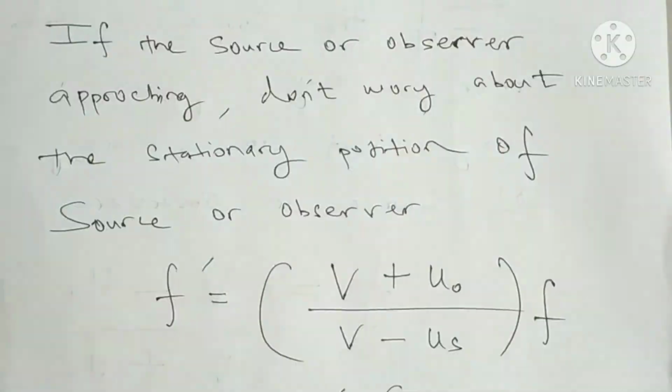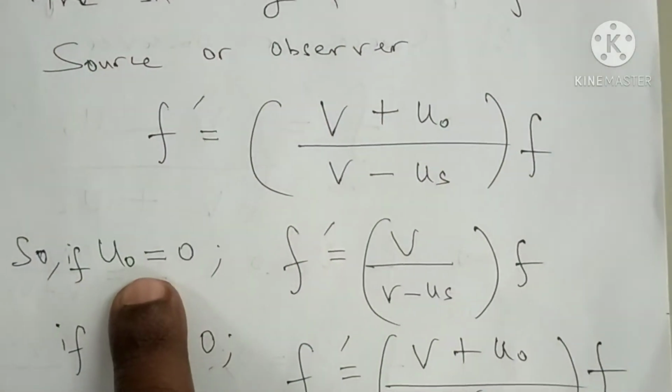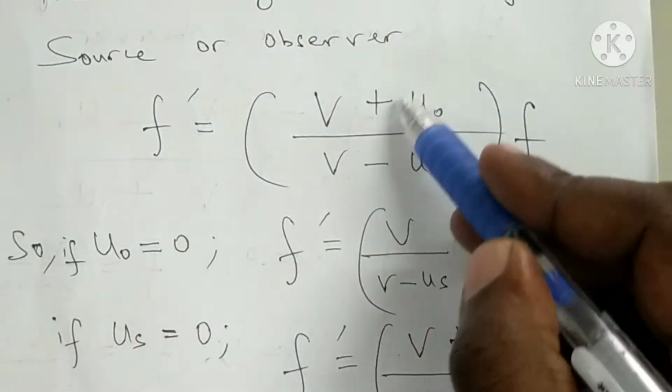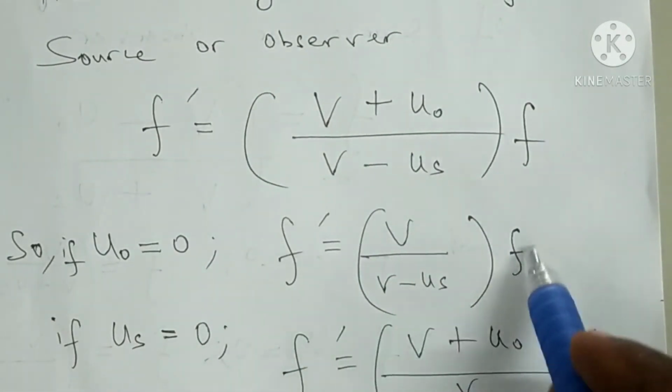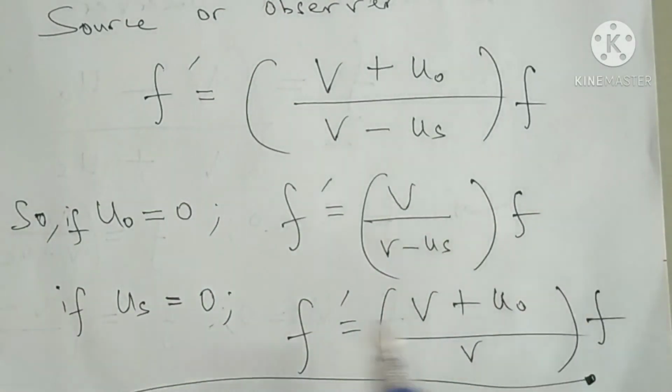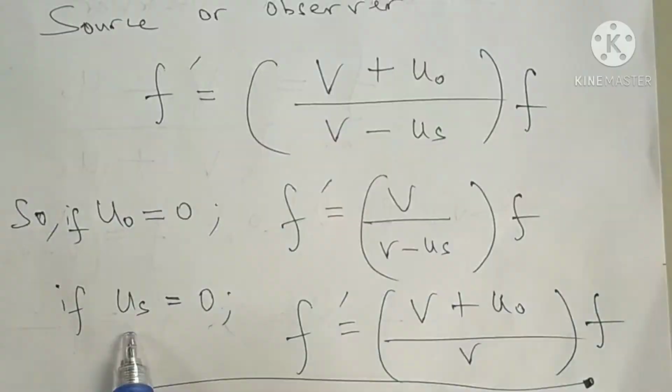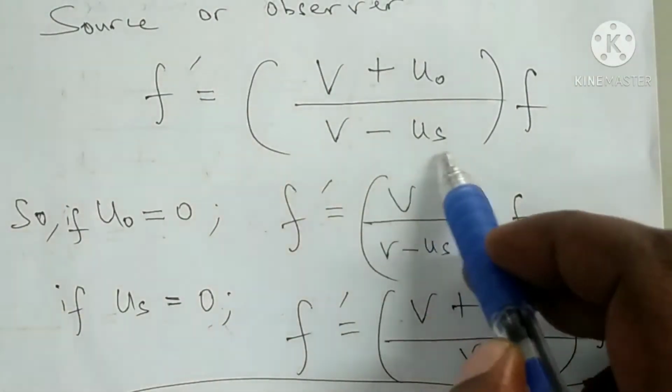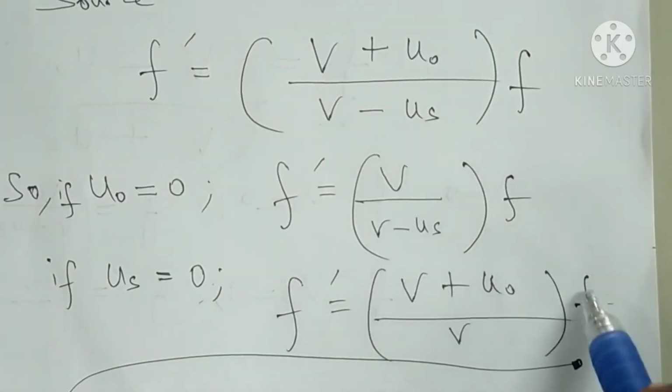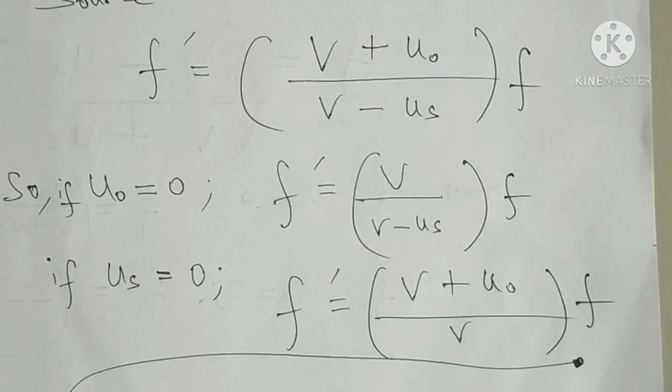If the speed of the observer is 0, which means u0 here is 0, we will get this formula. If the speed of the source is 0, then you put us as 0, and you get this formula. Simple like a bubble without giving you any trouble.